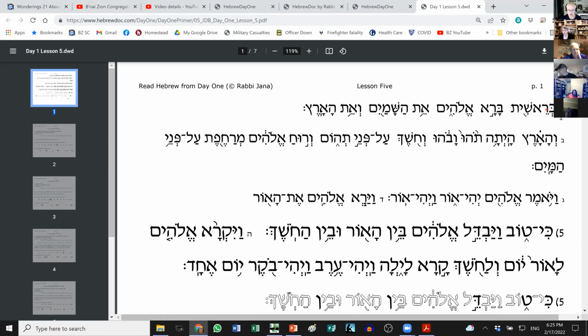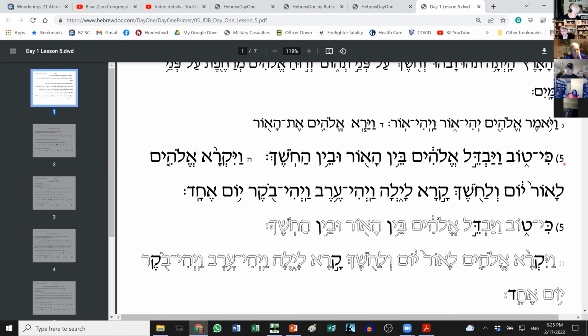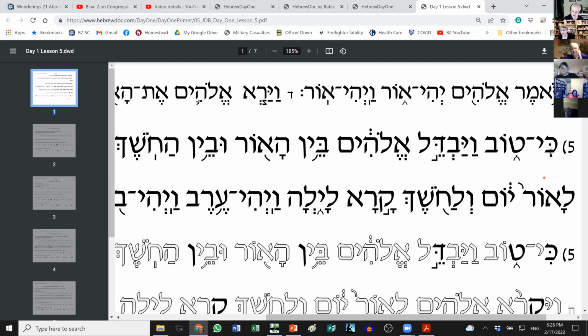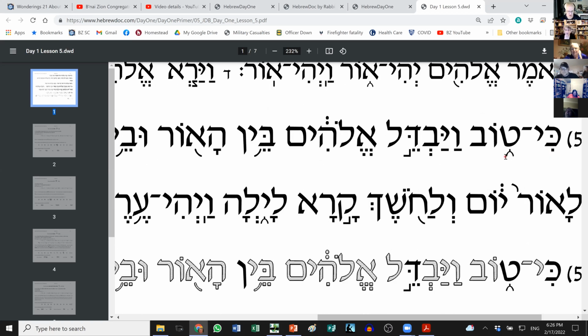So we have already read through everything to there. Here's number 5. So that we said at the end, Vayar Elohim, Vayar Elohim et haor, and God saw the light. And the very next thing that we say is ki tov, because it's good, or that it's good. A lot of times I'll translate it as that it's good. So I'm going to make this bigger so you can see those letters. Ki tov, that it's good. Ki tov, it's good.